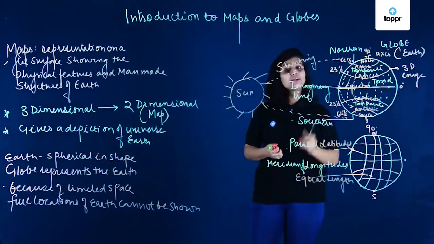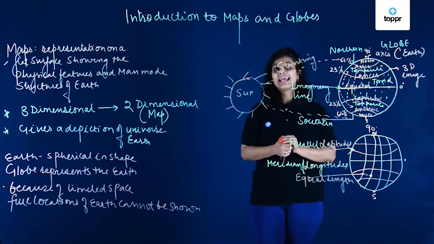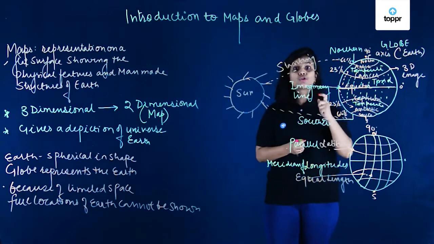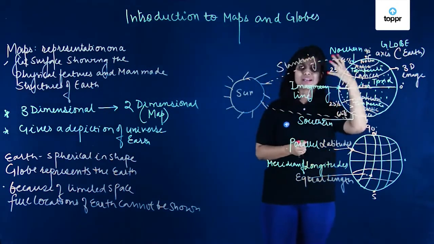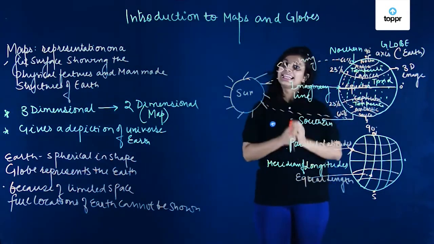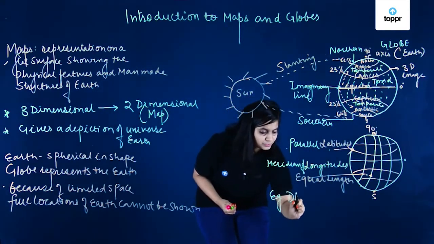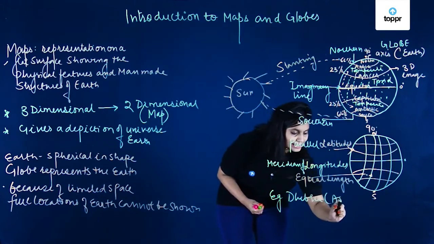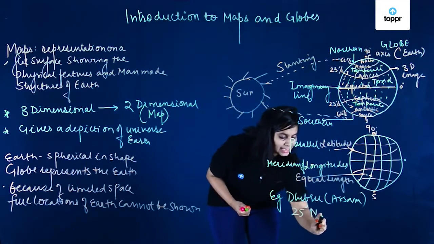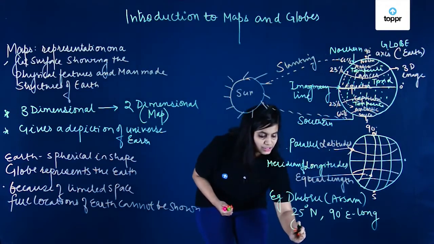Why do you think it's important to understand longitudes and latitudes? Student, for the simple reason, if I want you to locate a small place, let's say Dhubri in Assam, you will want to know where it is present. Let's say 25 degree north latitude, 90 degree east longitude. So this is how you get an idea about any place. If it is 25 degree north and 90 degree east longitude, and 25 degree north is what?